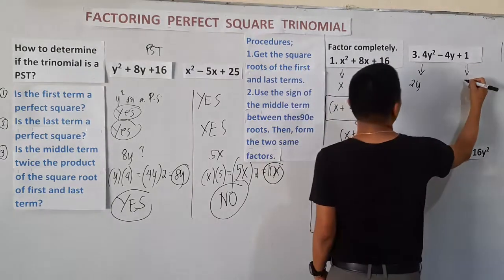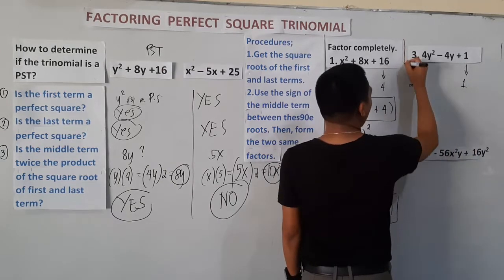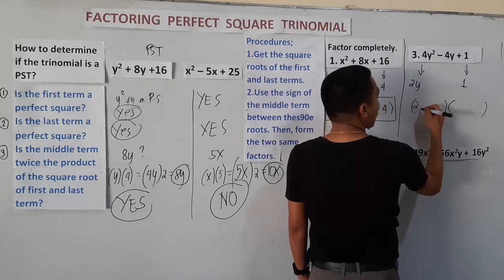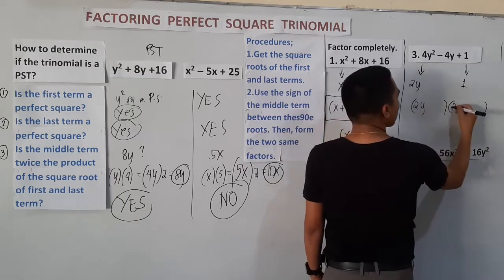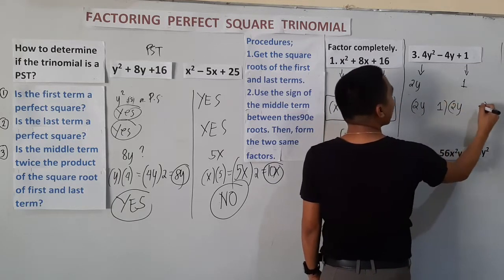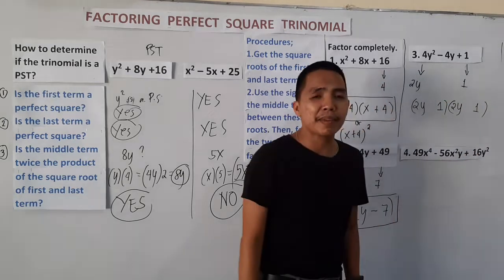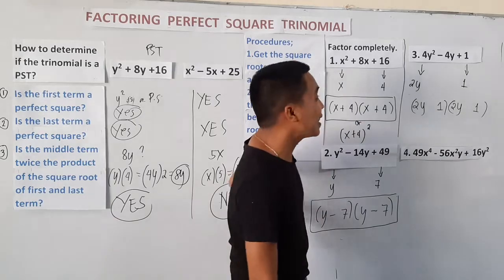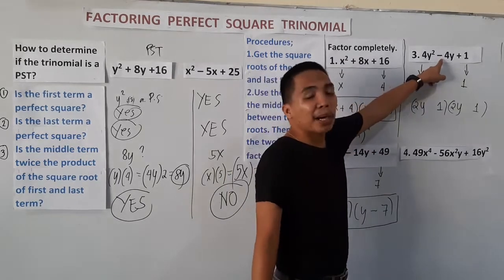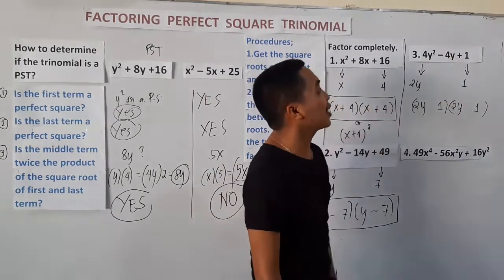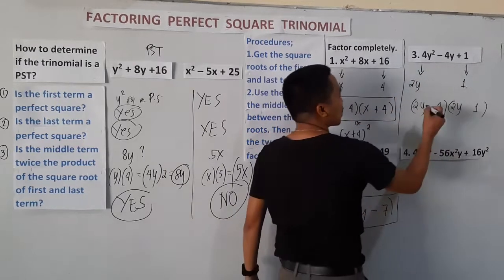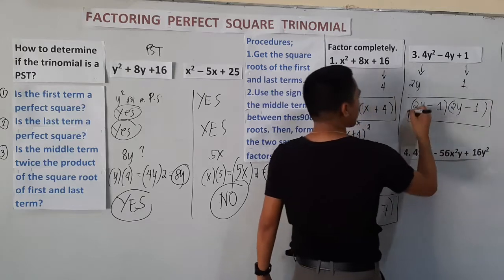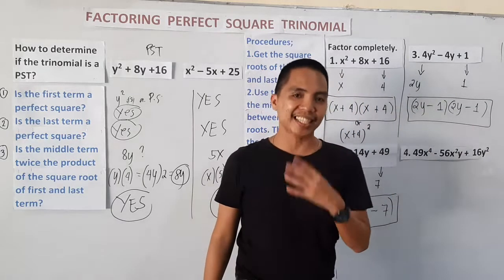Okay, correct. That's 1. Okay, form two factors. Form natin ang dalawang factors. 2y, 2y, lagay ka ng 1, lagay ka ng 1. Ano ang gagamitin natin na operation? We'll follow the middle term na operation or sign, which is minus. So the answer is 2y minus 1, 2y minus 1. Let's proceed with the last example.